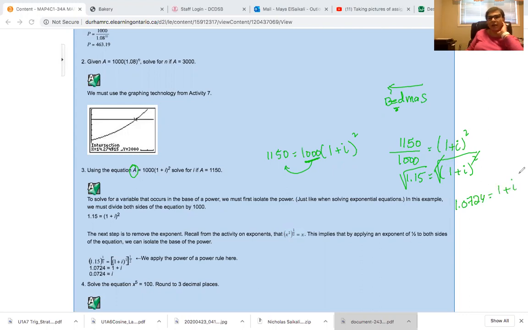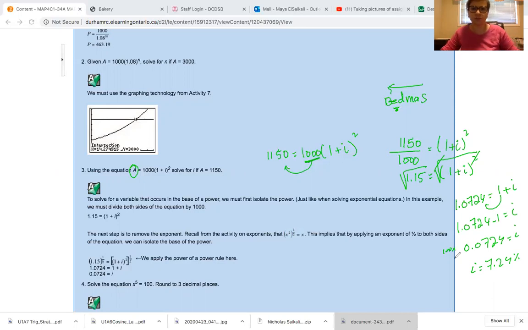All right, now I want to isolate for i, so I have to bring the 1 over, and that's going to be a subtraction. So that's going to be 1.0724 minus 1 equals i, which gives you 0.0724 equals i. And now I have the i, and the i in percentage is 7.24%. That would be by multiplying this by 100, and that will give you the percentage.